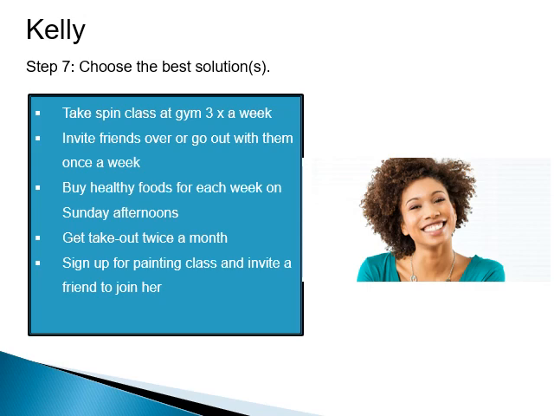Kelly is now on to step 7. She will write down her best solutions in a way that she can measure. For instance, how often does she want to do something? When does she want to do it? She will pick a sort of goal and decide how she will keep track.